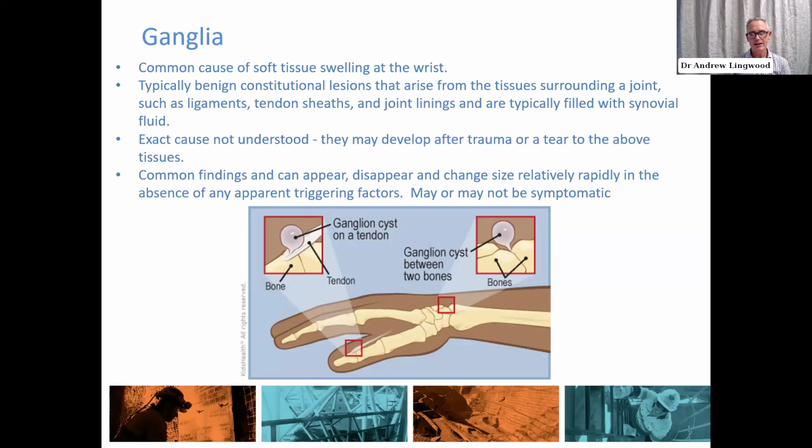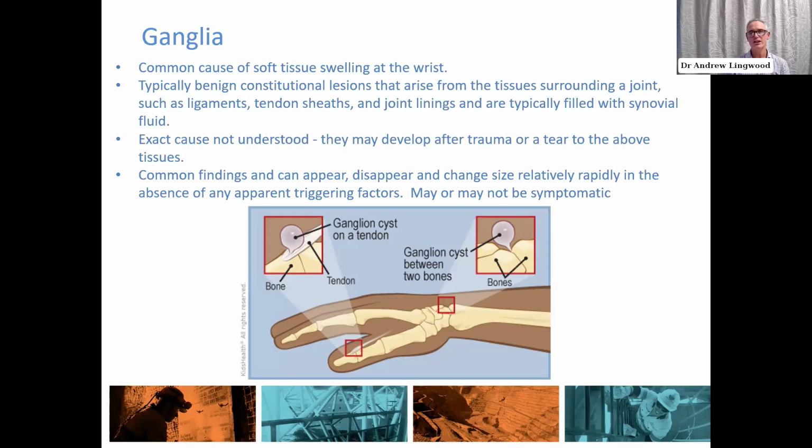Now, we don't know exactly why they develop. Sometimes they occur completely of their own accord. Sometimes they do follow trauma. So if a person has a tear in a tendon or a ligament around the wrist and a ganglion develops subsequently, most doctors are going to accept that that is a consequence of that acute trauma tear. But as I said down the bottom here, they are also common findings.